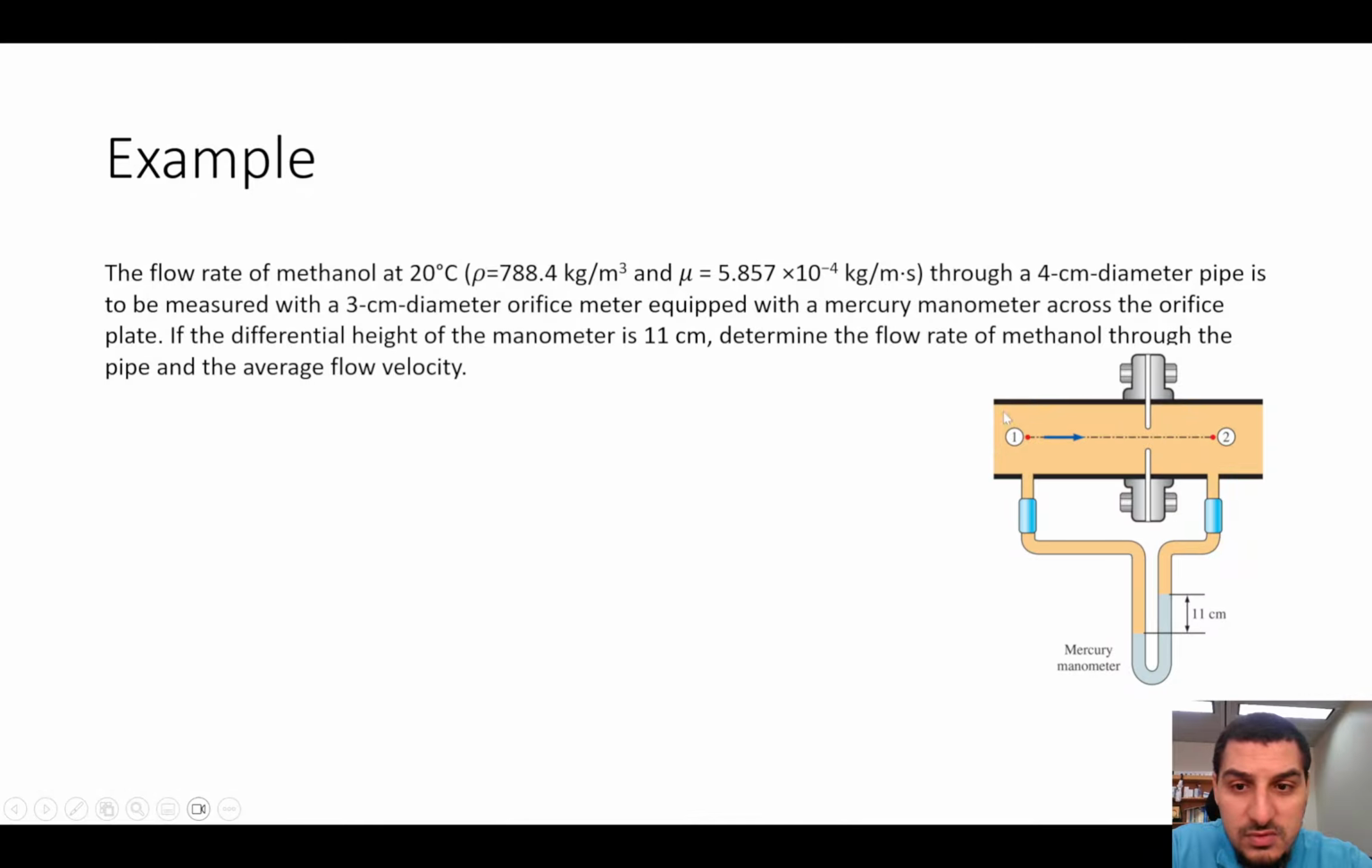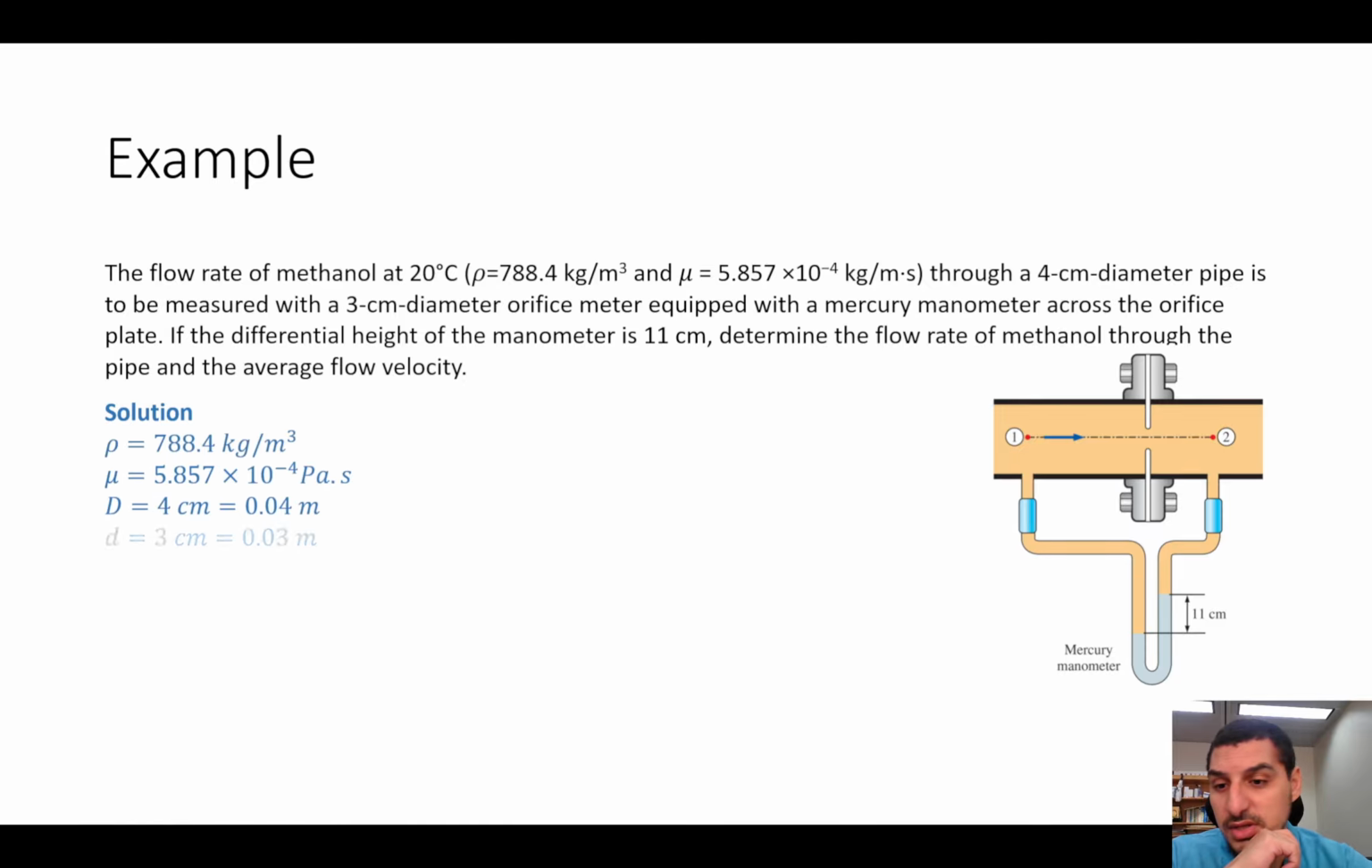We have an orifice of diameter 3 centimeter, and a mercury manometer is used to measure the pressure drop across the orifice. The differential height of this manometer is 11 centimeter, and based on this information we need to calculate the volumetric flow rate of methanol through this pipe.